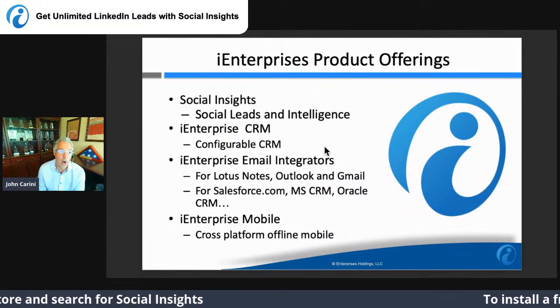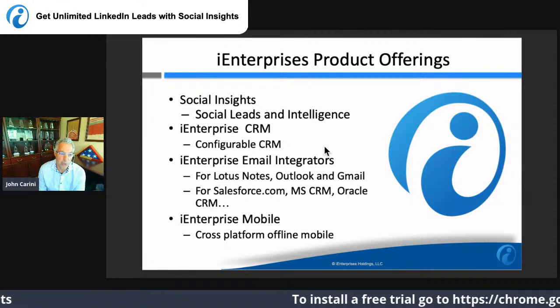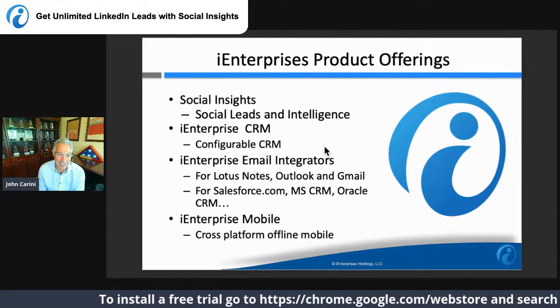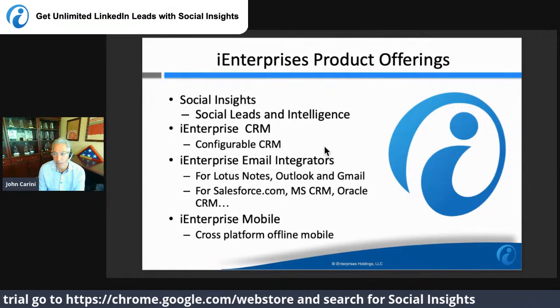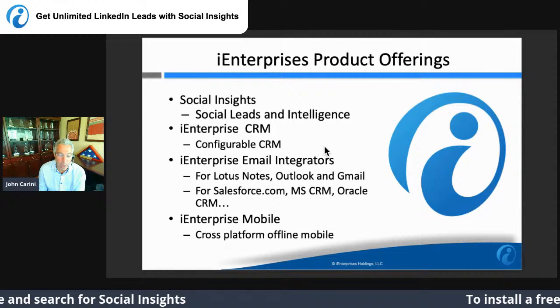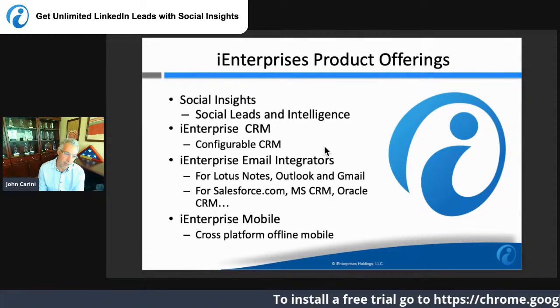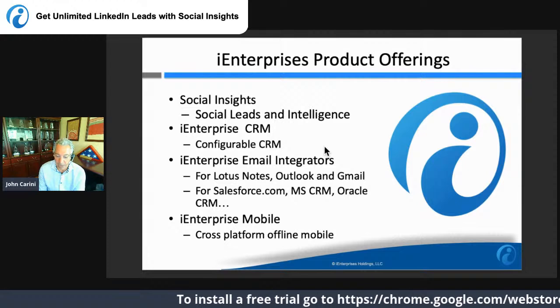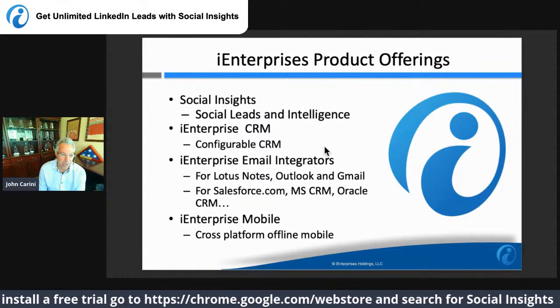So just so you know, here are the products that iEnterprises offers. There's Social Insights, which you'll learn all about in just a second. And then we have our own CRM product called iCRM or iEnterprise CRM. It's a highly configurable CRM that's integrated with Outlook and Gmail, so you can live in your email and use the CRM. It also has Social Insights built in.